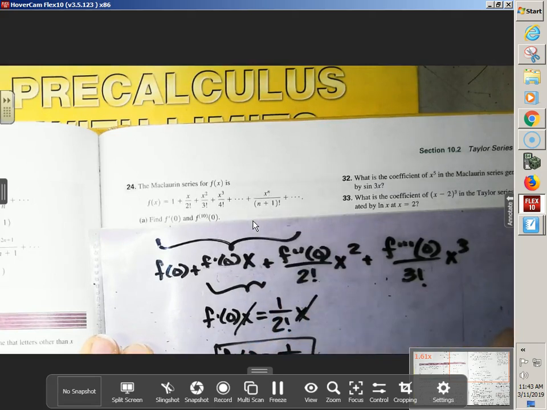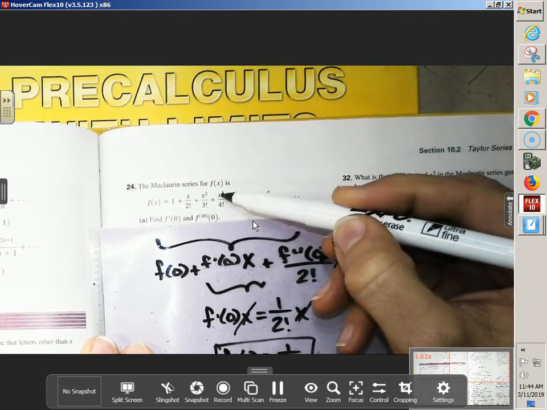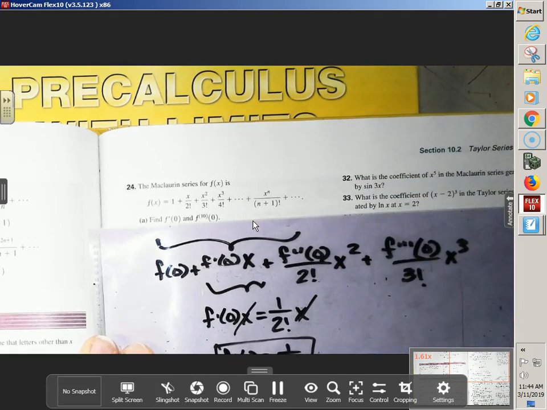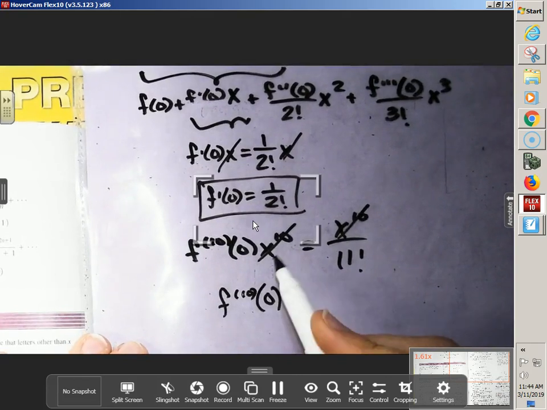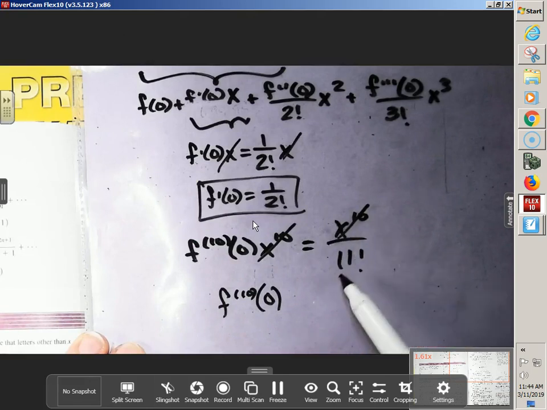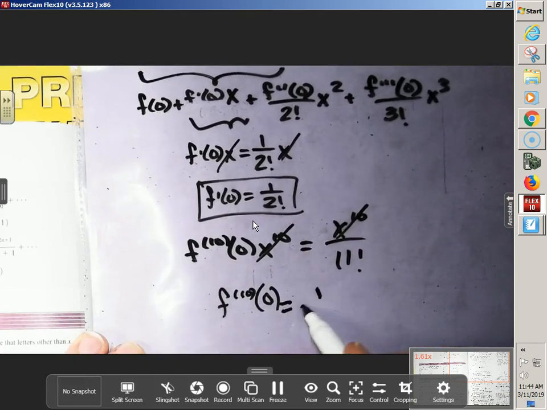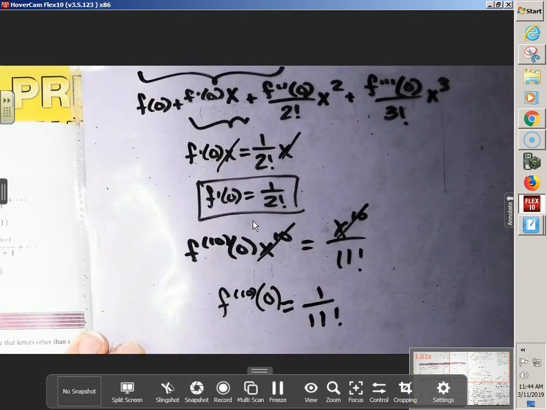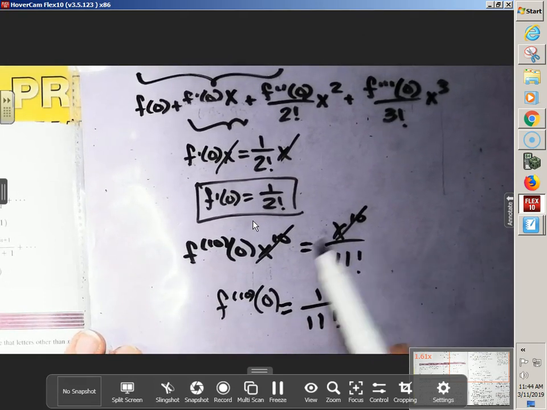Whoa, I have to keep on going? No, just find the pattern. Guys, what would the 10th derivative's term be? It would be f 10th of 0 times x to the 10th. Okay, hold on. X to the 10th, wouldn't it be over, according to the pattern, 11 factorial? So x to the 10th would be over 11 factorial, so therefore I can take away the x to the 10th. According to my pattern, the 10th derivative, x to the 10th, is going to come from x to the 10th over 11 factorial, so therefore this guy must have been 1 over 11 factorial. Does that make sense, Naomi? And that makes sense.